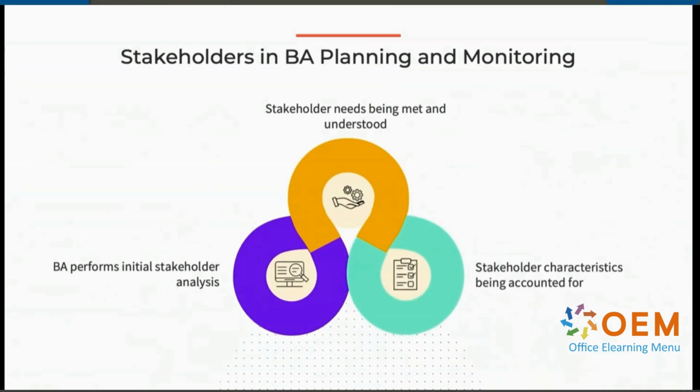Second, are stakeholder characteristics being accounted for? Characteristics like language, location, and organizational structure are needed to better describe the user requirements. These are often described in the quality of service section of a business requirements document. For example, a requirement might be that web content shall be displayed in French.